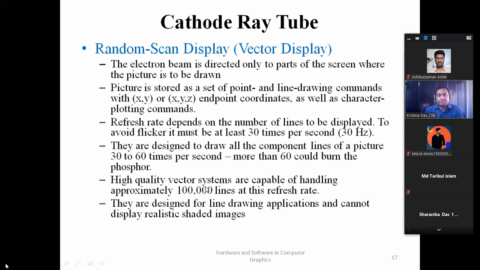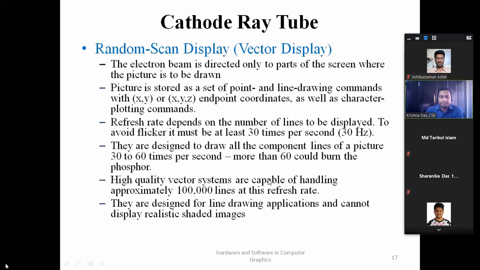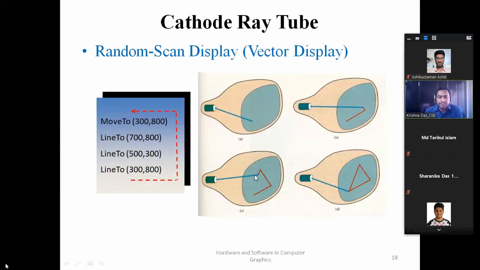And high quality vector systems are capable of handling approximately 100,000 lines at this refresh rate. So you can understand that a high quality CRT based vector display can draw 100,000 lines in one image and redraw it up to 60 times per second. That shows how complex the image can be, or the capability of it. And these are line drawing applications. You can understand the nature of the images they are drawing is line drawing.